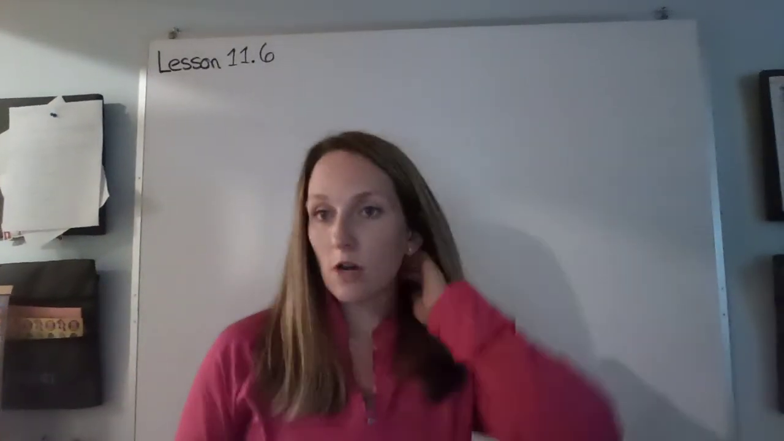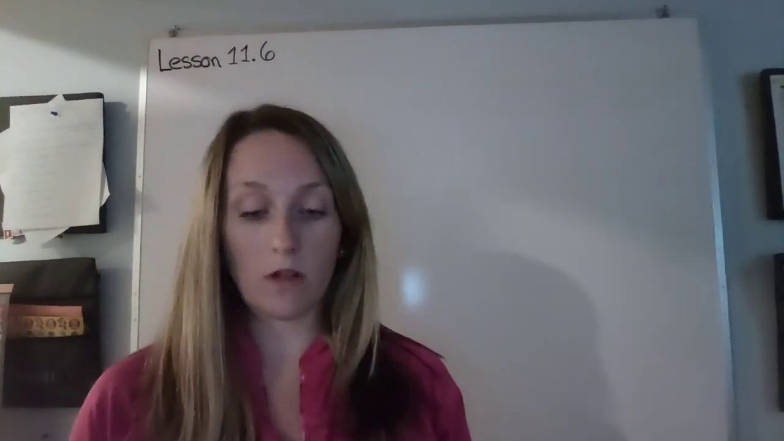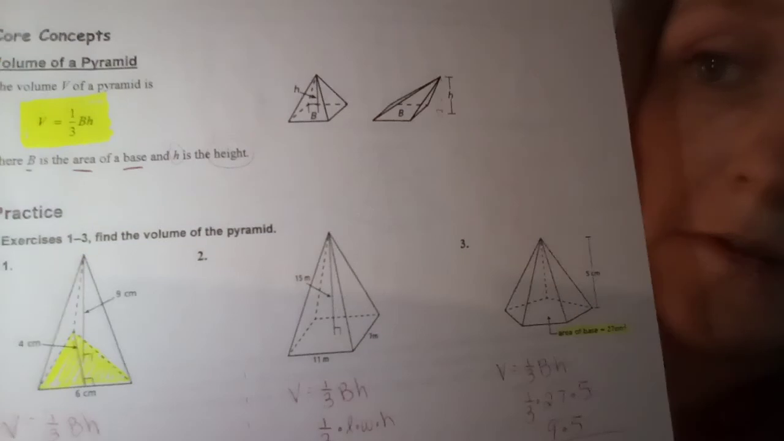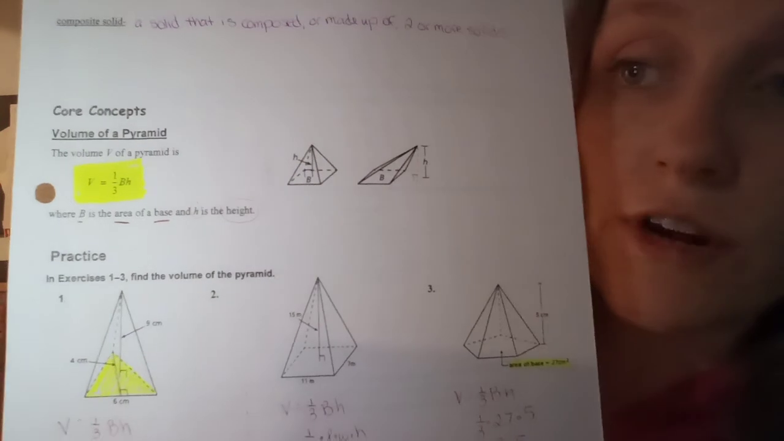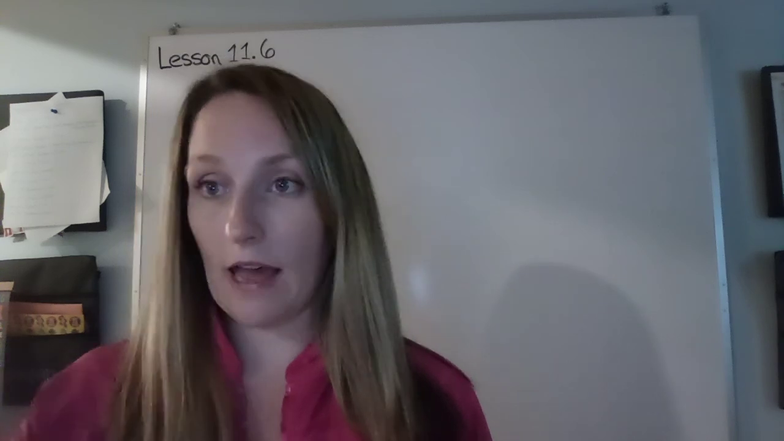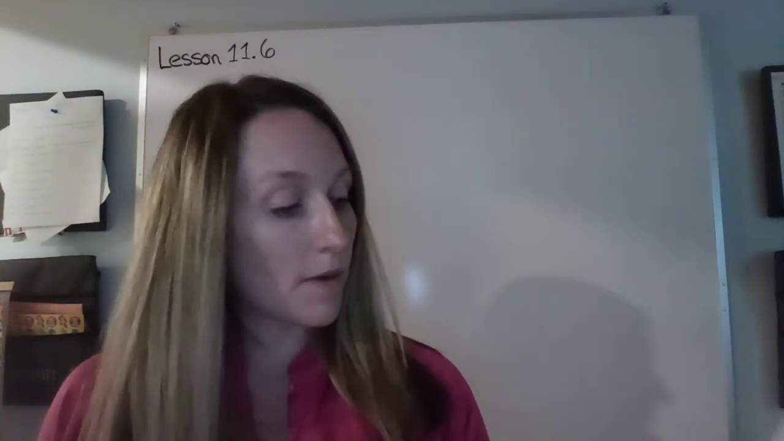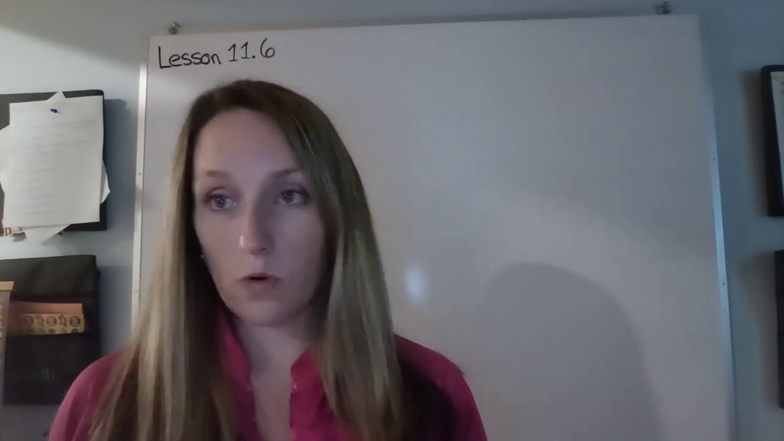Okay, so we're going to talk about pyramids today. I'm sure you can visually imagine what a pyramid would look like. If not, take a look at your notes because there are lots of examples of different pyramids. A pyramid will have one polygon as its base and then a bunch of triangular sides that meet at a point. That's basically the definition: a polyhedron that has a base, which can be any polygon, and three or more triangular faces that meet at a point. We're also going to talk about composite solids. A composite solid is a solid that is made up of two or more solids.